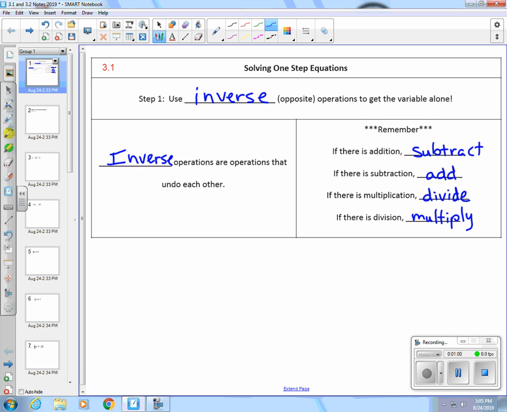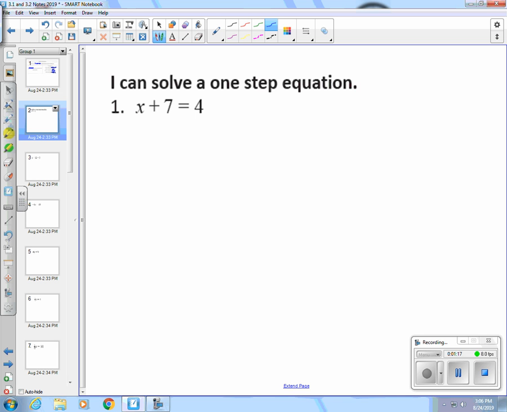These operations on the right here, addition and subtraction, are inverse operations of each other. Multiplication and division are inverse operations of each other. They undo the other operation. So we're going to go through and solve some one-step equations. When you are solving a one-step equation, look at what is being done to the variable.